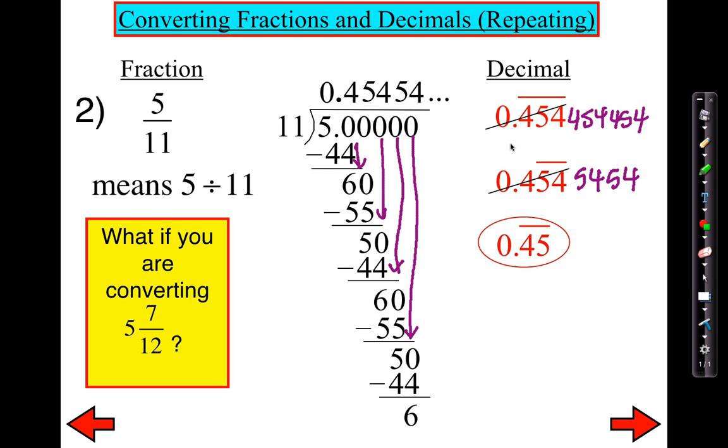Okay, so real quick, let's talk about what you would do if you were converting 5 and 7/11. What I would do is convert the fraction into a decimal and then just tack on the 5 in front. So if this was 5 and 5/11, I would just put the 5 in front afterwards. So there's no reason to incorporate the whole number. Just save it till you're finished dividing and set it as an actual whole number.